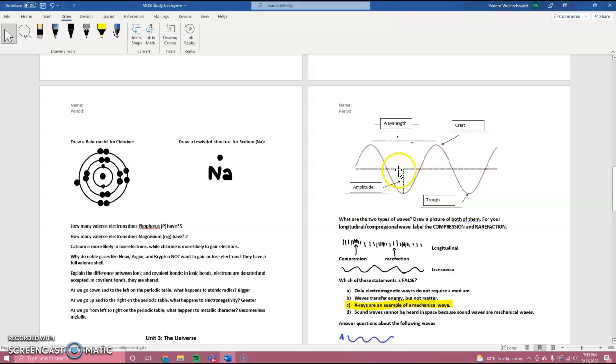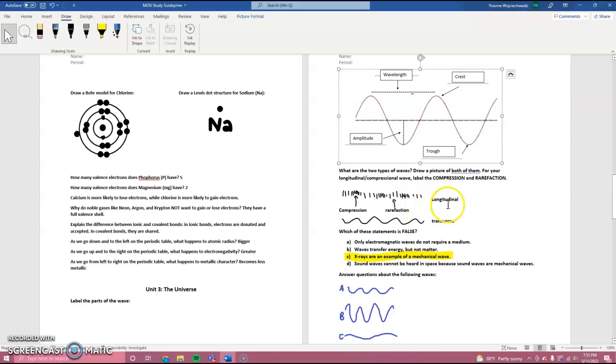Amplitude is the distance from the middle of the wave, the equilibrium point, to either the crest or the trough. So it could be from here to here. It could be from here to here. This distance or this distance. It is not the distance from crest to trough. That is 2 times the amplitude. Amplitude is from this middle line, this equilibrium point, down to either the trough or the crest. That's the amplitude.